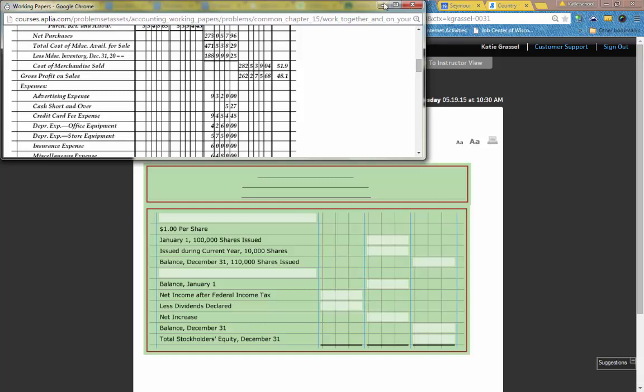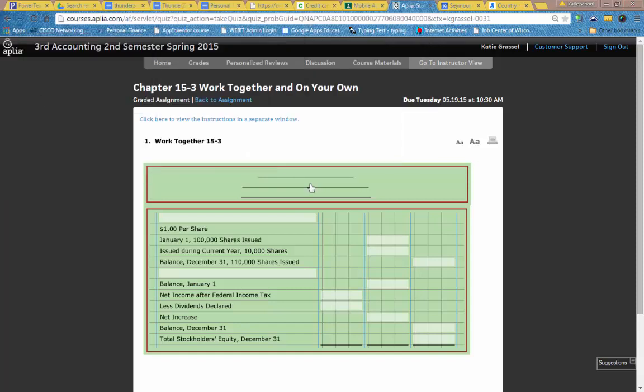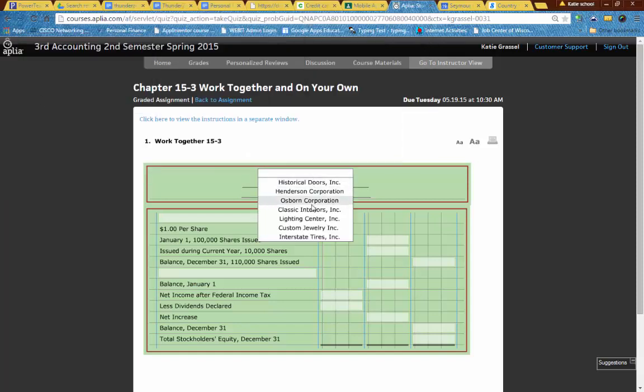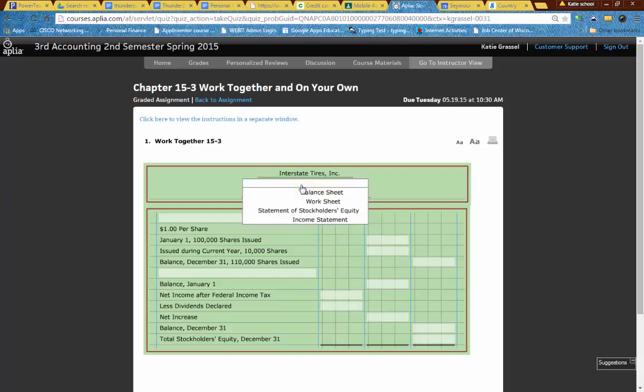So on the very top, we're going to do the name of our business, which is Interstate Tire. The name of our document is a statement of stockholders' equity, and a statement of stockholders' equity is prepared for the entire fiscal period, so it's going to be for year ended December 31st. Now, the first section that we have on here is going to be capital stock, followed by a colon.